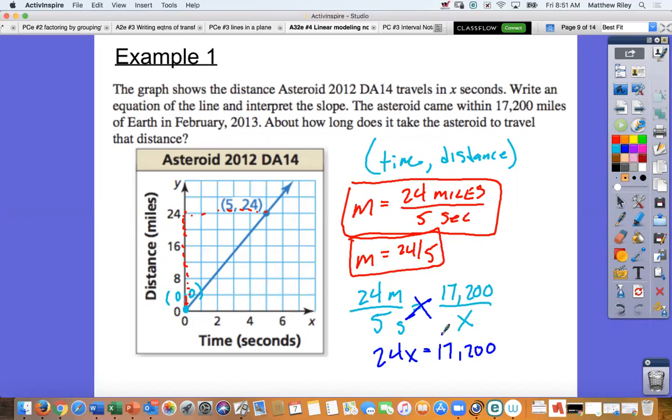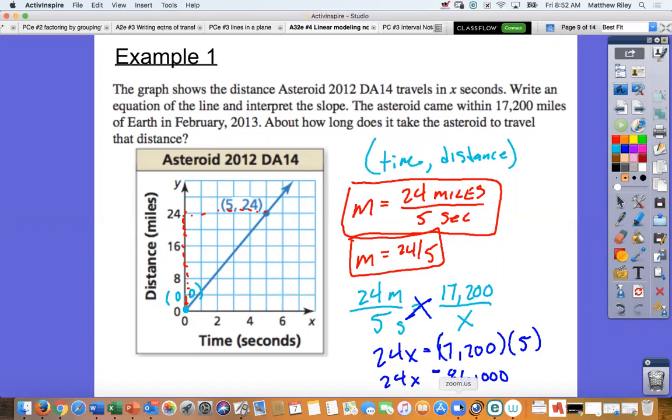24x equals 17,200 times 5. So if we multiply that out and then we solve for x, divide by 24, that will give us the right answer. Again, there's multiple ways to do this. But to me, this makes the most sense. So we already have a ratio of our miles per second. So this many miles per this many seconds. So 17,200 times 5, which gives us 86,000.